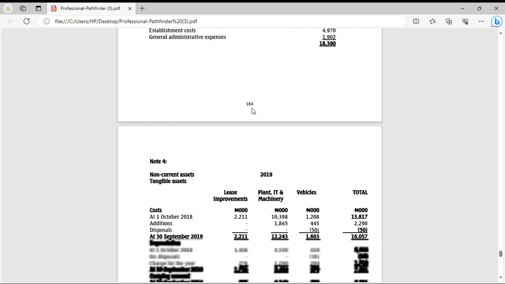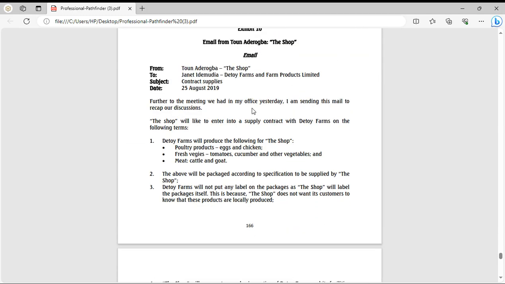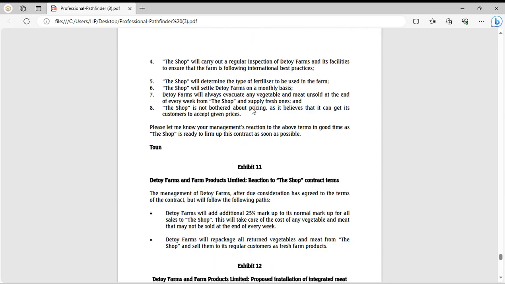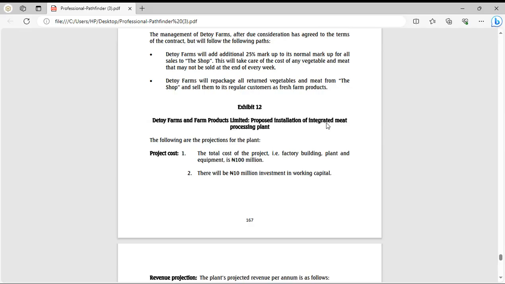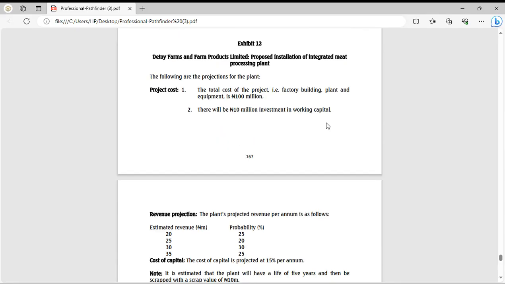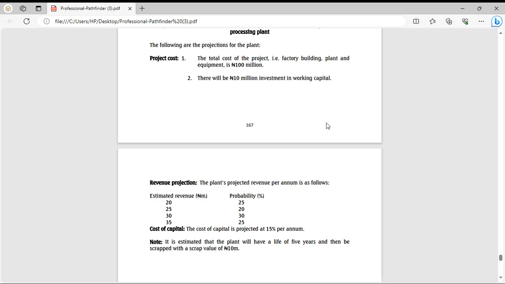So moving on, we're also given information on the shop. We're given information about the contract terms, and finally, information about the installation of the integrated meat processing plant. If you look at this information, we have costs, we have working capital, we have estimated revenue and probability, which implies that we'll be getting a what? An expected revenue, right? Because estimated revenue multiplied by probability will give us our expected revenue.